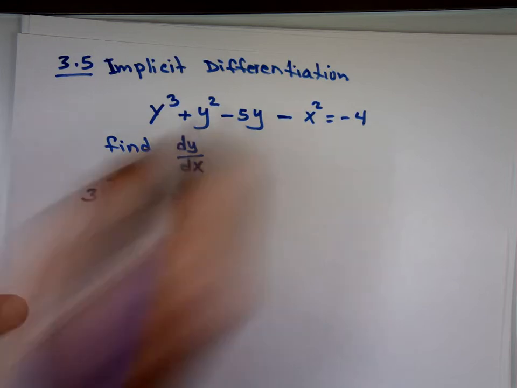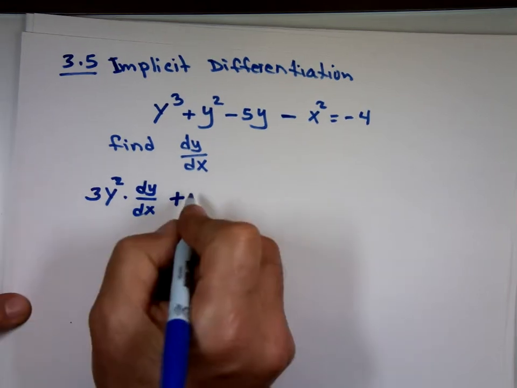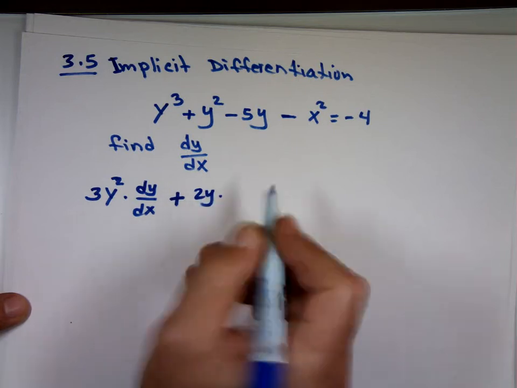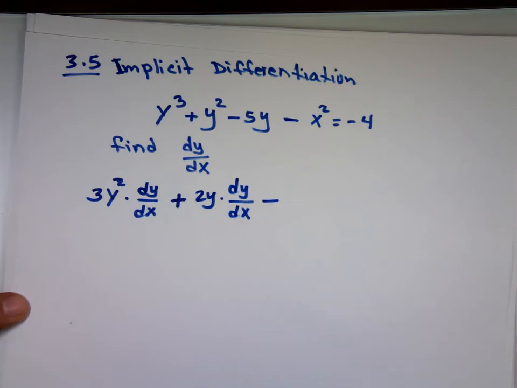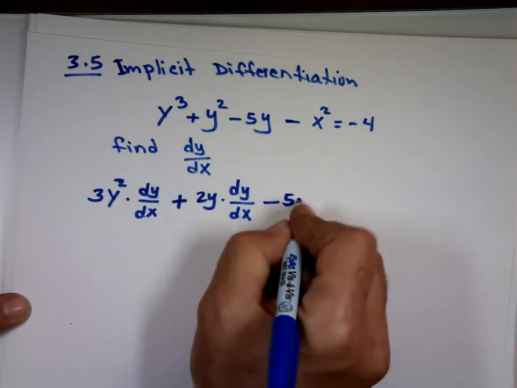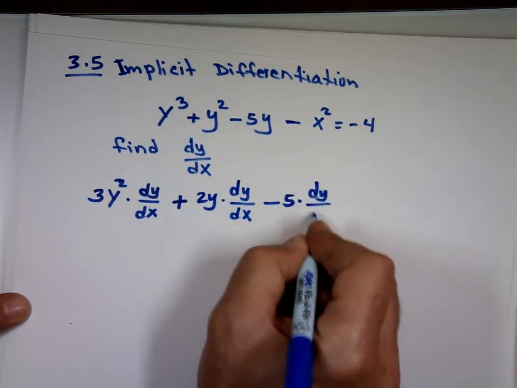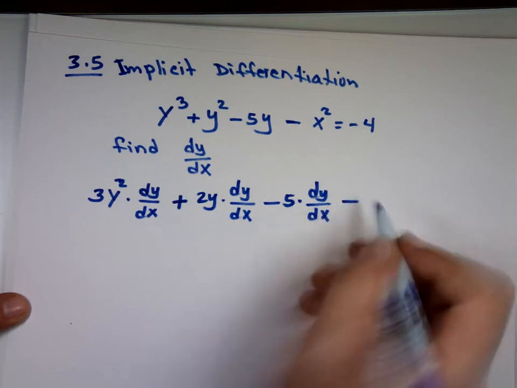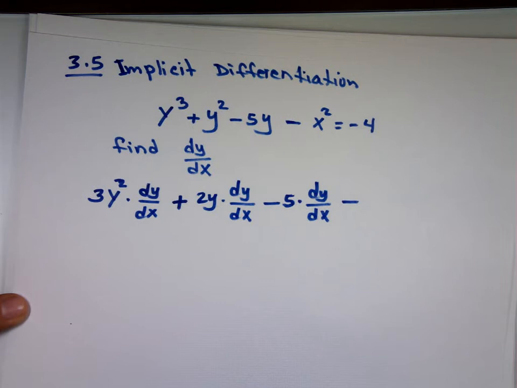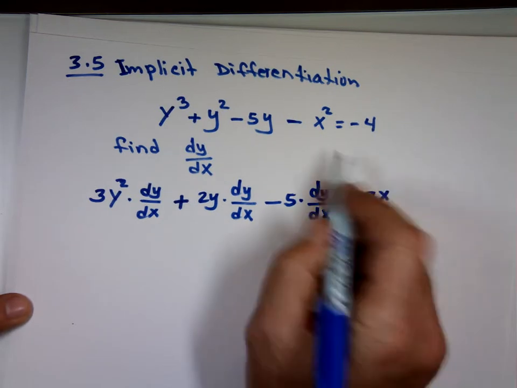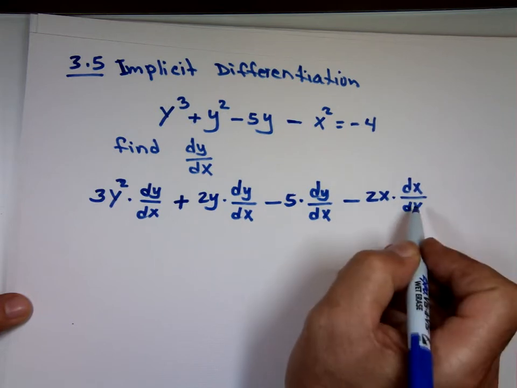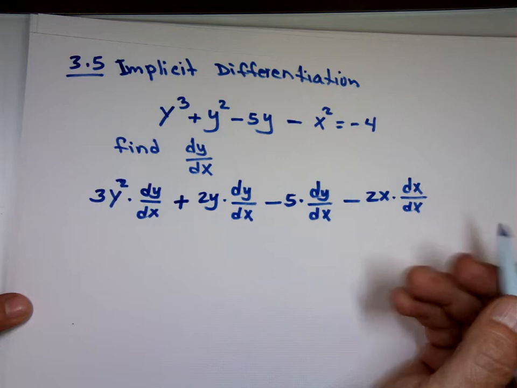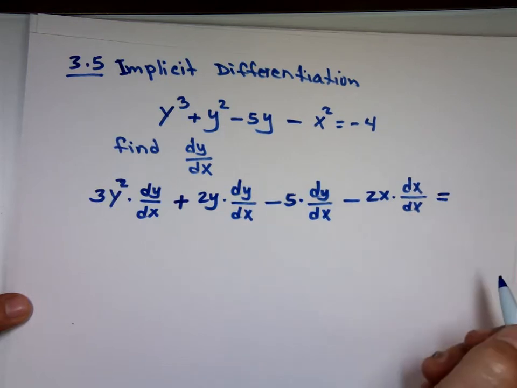What's the derivative of y squared? 2y times dy dx, minus, what's the derivative of 5y? 5 times dy dx. What's the derivative of x squared? 2x times dx. Well, this will be 2x times dx dx, right? But what's dx dx? So we never put that in. And what's the derivative of any constant?